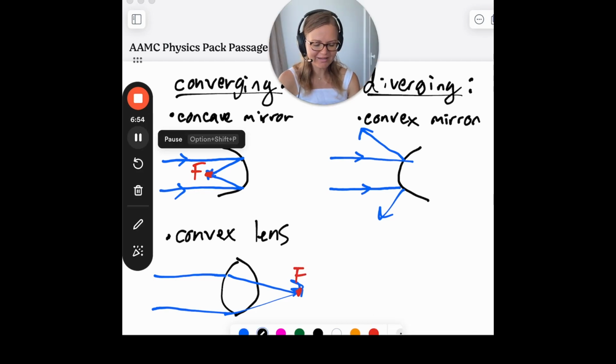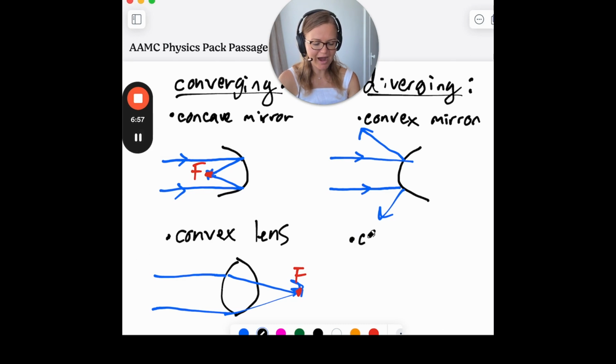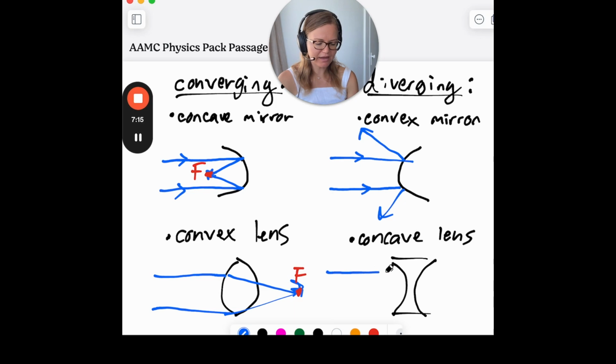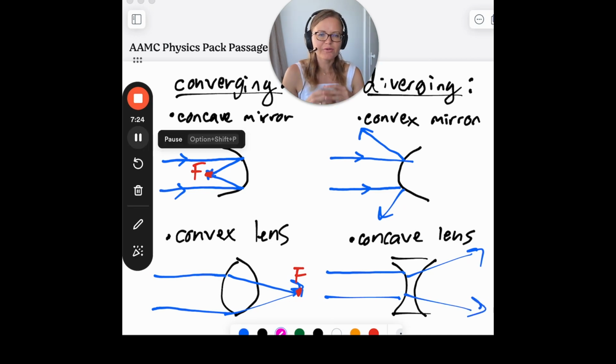Now, what about our concave lenses? Well, since we know that they do the opposite of our mirrors, we know that while our concave mirror is going to be converging, our concave lens is going to be diverging. So again, we can draw that concave lens. It's got to go in on both sides, like the inside of a spoon. And what's going to happen is our light ray is going to travel here. It's going to hit our concave lens, and it's going to be diverged outwards. It's going to go through our lens and it's going to be diverged outwards. So that's how you can remember what kinds of lens and what kind of mirror does what.